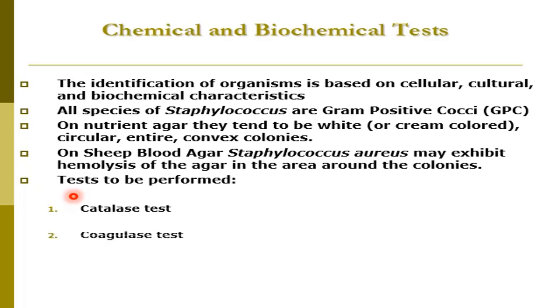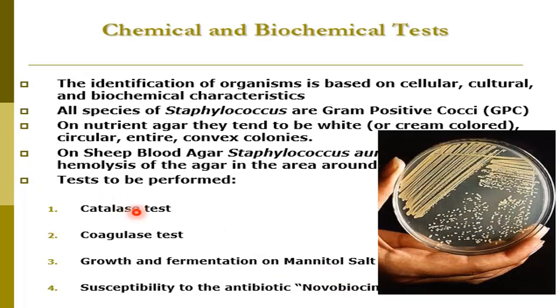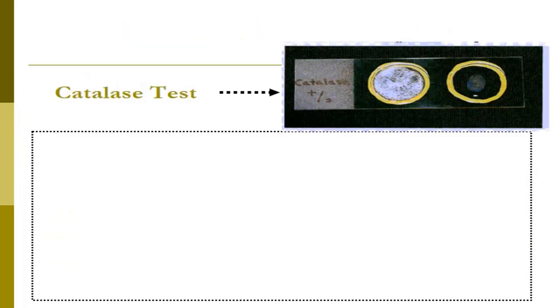Tests to be performed are catalase, oxidase, coagulase, and growth and fermentation on mannitol salt agar, in addition to susceptibility to novobiocin. Here, as you would see, this represents the pigmentation of yellow or golden colonies, a typical characteristic for colonies of Staphylococcus aureus, which is characterized by formation of golden or yellowish colonies.